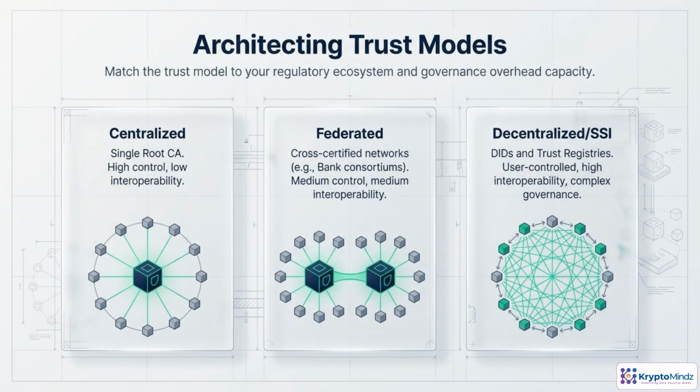Choosing a trust model is really choosing who you're willing to depend on and how much coordination you can afford. Centralized models give you tight control and simple governance, but they lock you into a single root and make interoperability hard. Federated models spread trust across a few institutions, which improves interoperability, but requires legal frameworks and shared policies. Decentralized and SSI models maximize interoperability and user control, but demand the heaviest governance and standards work.